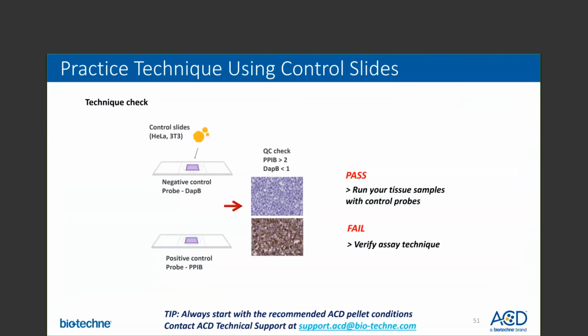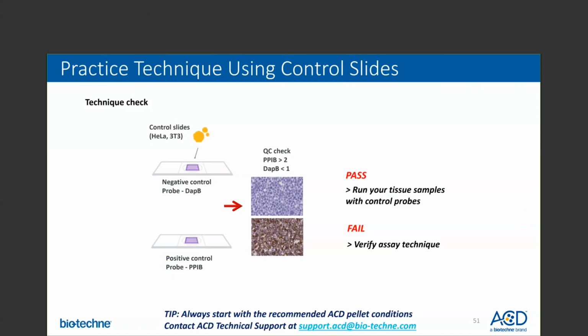If you will be performing the RNAscope assay for the first time, then we recommend that you perform a technical quality control using the positive and negative control probes on control slides that are available from ACD. These are FFPE HeLa or 3T3 cell pellets. This will confirm that the experiment setup in your lab is optimal and the assay is being run correctly.